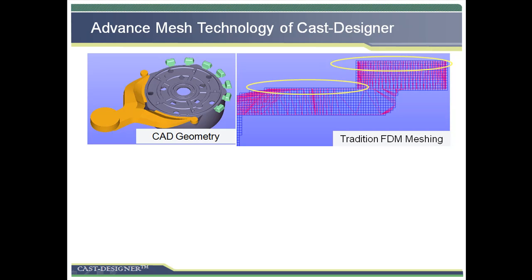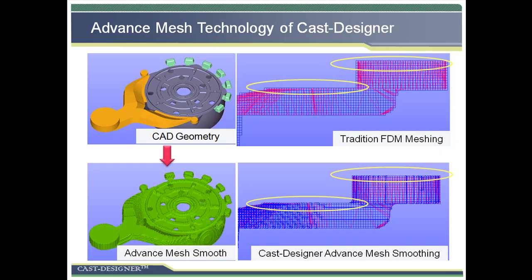Cast-Designer has many unique and advanced features for the meshing process, such as coarse mesh technology, layer mesh, and advanced mesh smoothing technology. This is extremely beneficial for accurate filling patterns and pouring time. Advanced mesh smoothing is a unique feature of Cast-Designer to achieve accurate geometry while also keeping good element quality. Since almost all meshing operations are done by the software system, the meshing time could be reduced to a few minutes, and manual operation could be kept to a minimum.